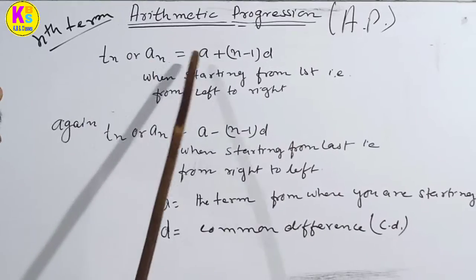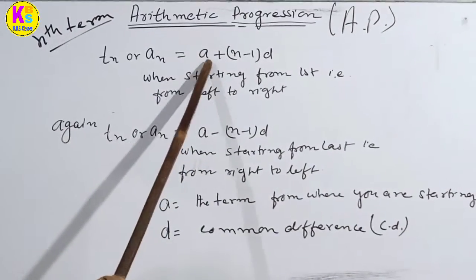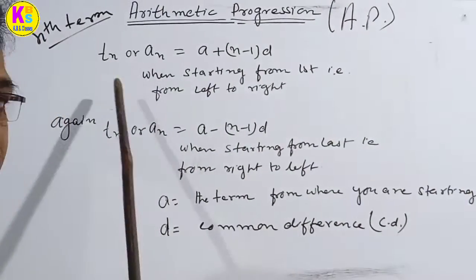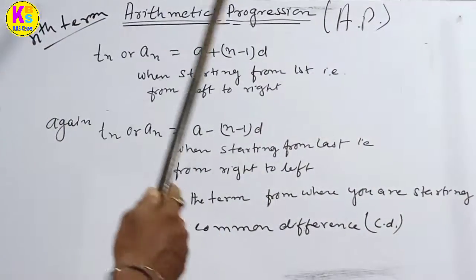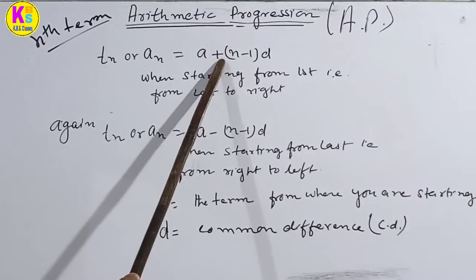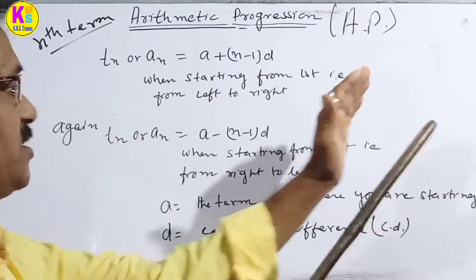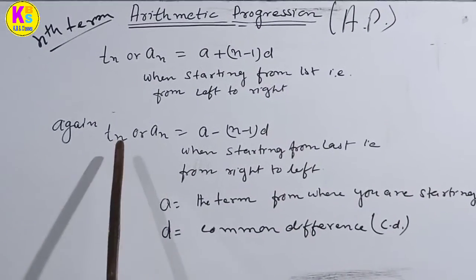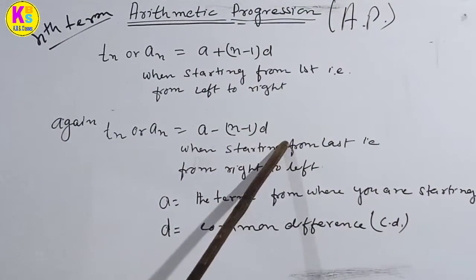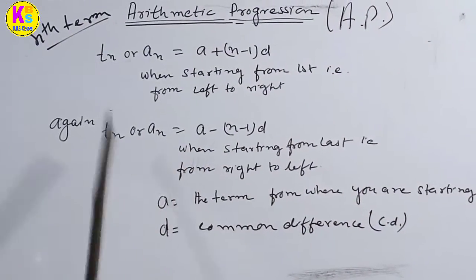So Tn or an is equal to a plus (n minus 1) into d, where a is the term from where you are starting. It may be the first term, the last term, or any term from where you are starting. If this plus sign is given, it means that you are starting from the first, that is from left to right. And an is equal to a minus (n minus 1) into d. This formula will be applicable when you are starting from the last term, that means from right to left.